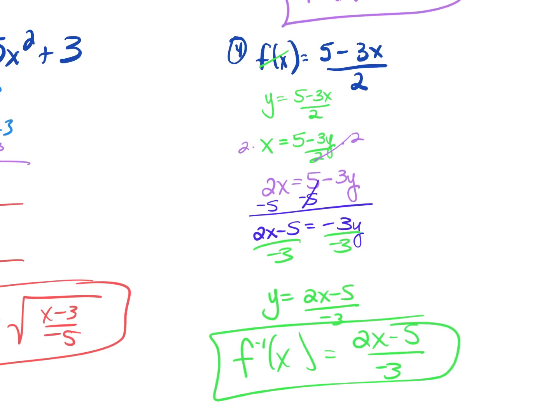And you can go back and compare your original to your inverse. In the original, we were dividing by 2. In the inverse, we're multiplying by 2. In the original, I had a positive 5. In the inverse, I have a negative 5. In the original, I was multiplying by negative 3. In the inverse, I'm dividing by negative 3. So you can always go back and algebraically check yourself just to compare.